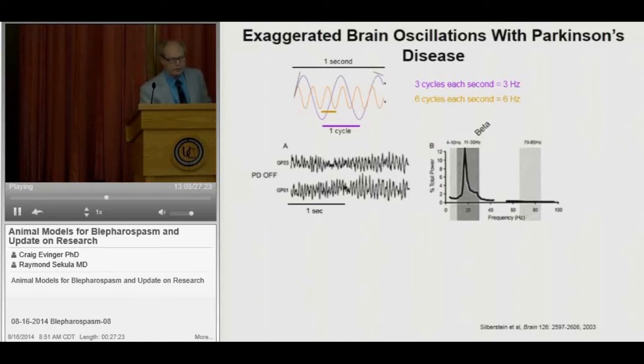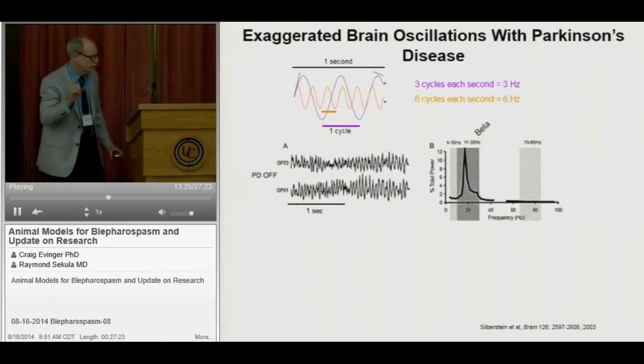We go into the technical stuff. But this group of oscillations is going much faster. They have a shorter period; it takes less time to do 1 cycle. And so there are 6 of these in each second, so you have 6 cycles per second.